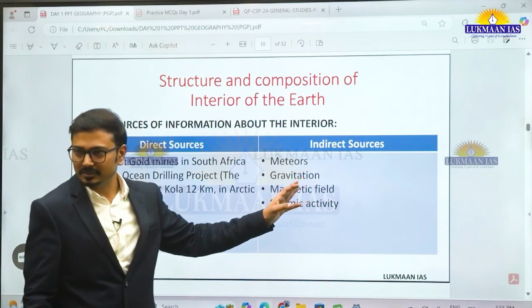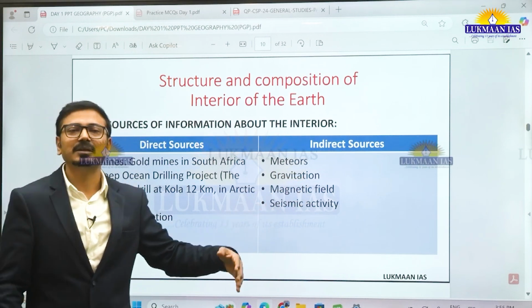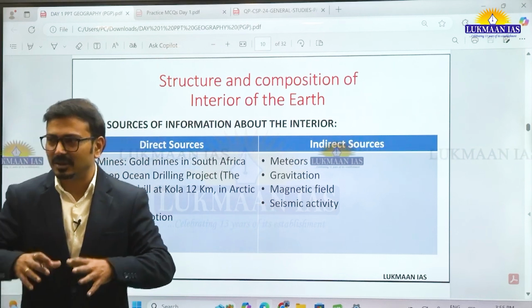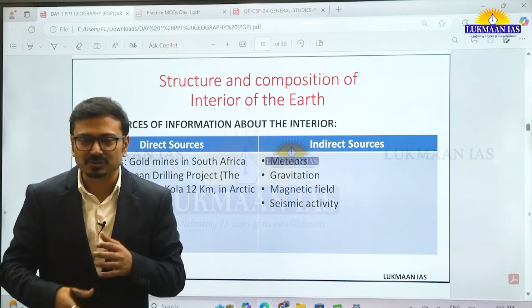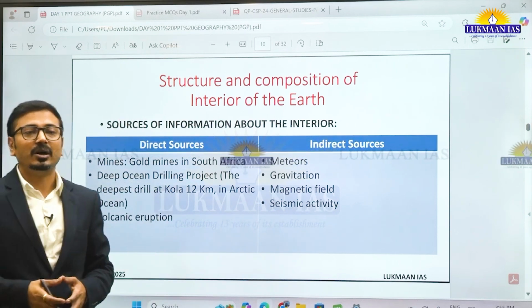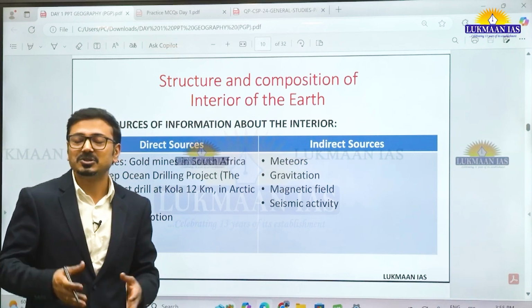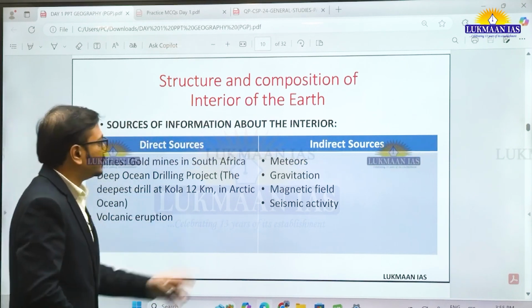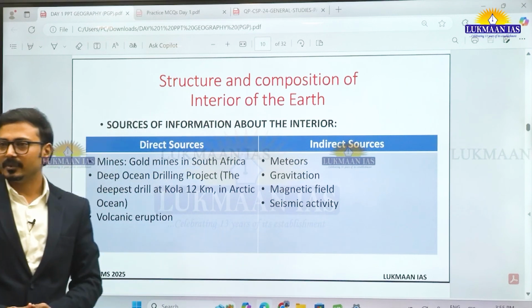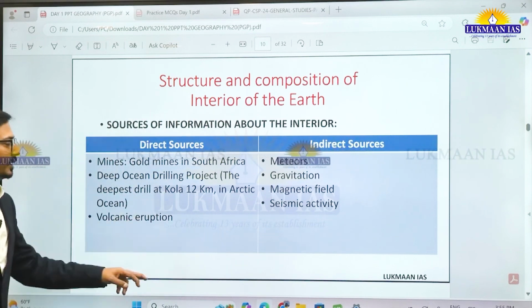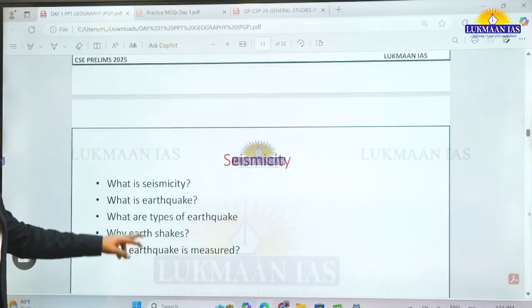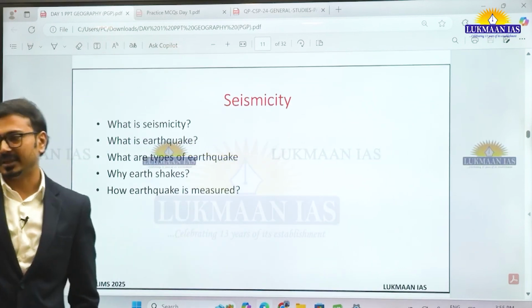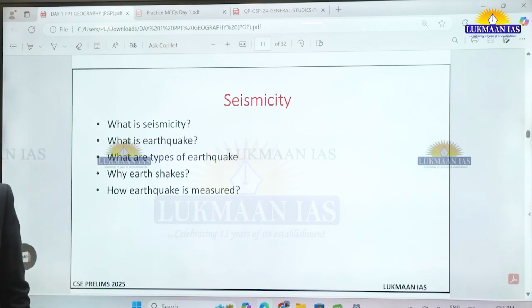Even meteors, their study. Why? Because the universe or the solar system, everything is formed from a single origin. We believe that, and that's why studying meteors or rocks will help us to understand what our Earth's interior is made up of. So, seismic activity. We'll learn in detail about seismic activity because that is the most reliable source of information about the structure and composition of the interior of the Earth.